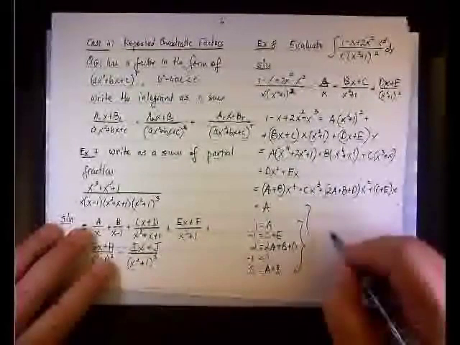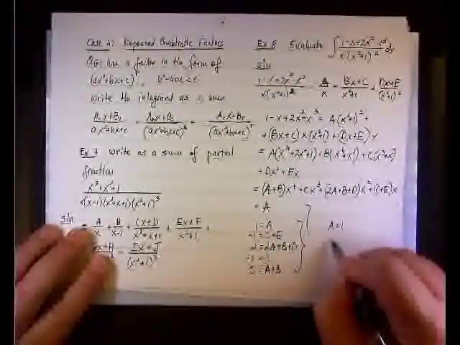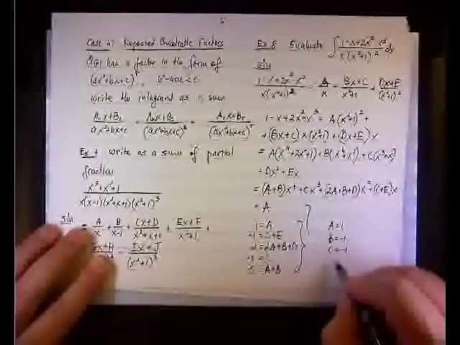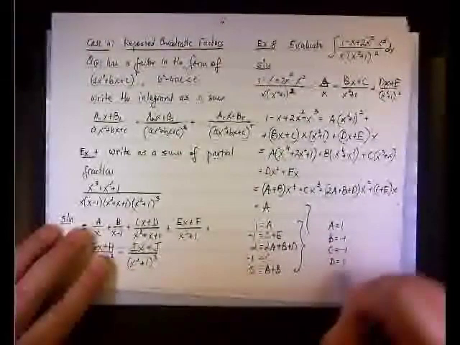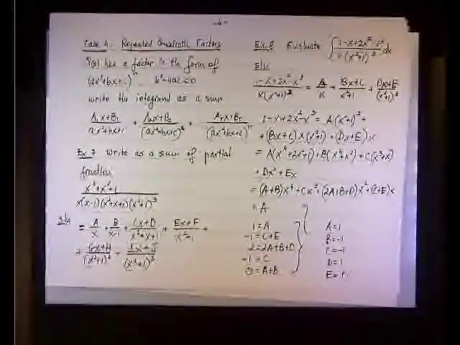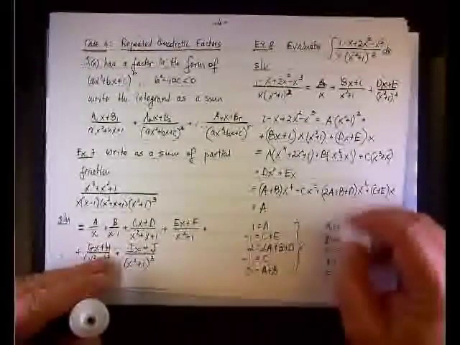and you have the following solution. A equals 1, B equals negative 1, C equals negative 1, D equals 1, and E equals 0. Okay, and that's it. You can now write your integral and integrate it term by term.